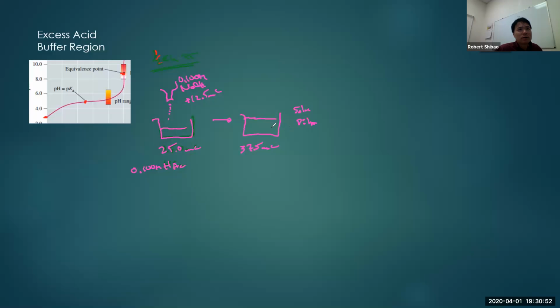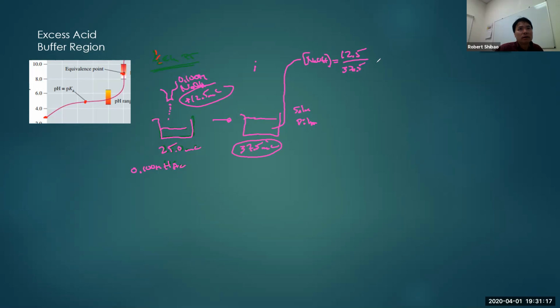All right, what's in this mixture? And so this is step 0. What's in this mixture is, well, we have sodium hydroxide present in the mixture. And sodium hydroxide started at 12.5 milliliters and got diluted to 37.5 milliliters. So the dilution factor is going to be a 12.5 to 37.5 dilution.